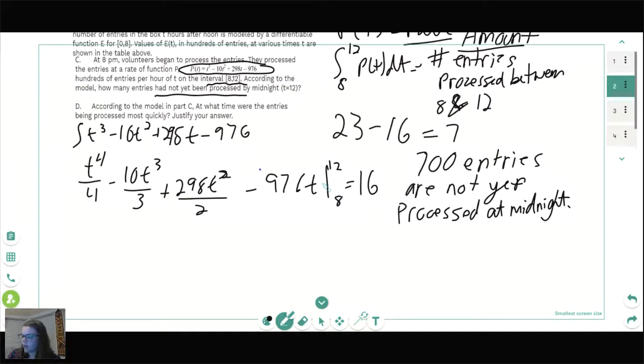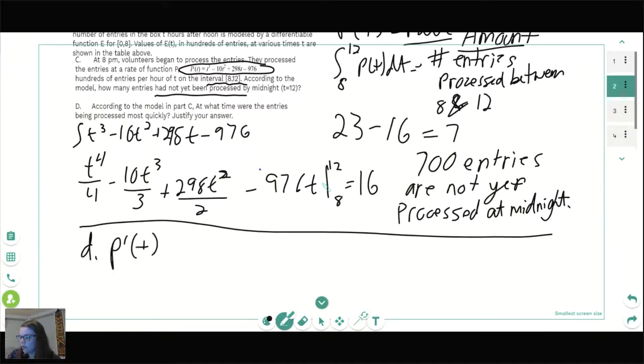Okay, so let's start by finding P prime of t. So this is part D. And P prime of t is going to be 3t squared minus 20t plus 298. Okay, there's our P prime of t. And we want to know when that equals 0. Now, again, we've got a calculator question here. So how can we find out when this equals 0 without having to do this out by hand?